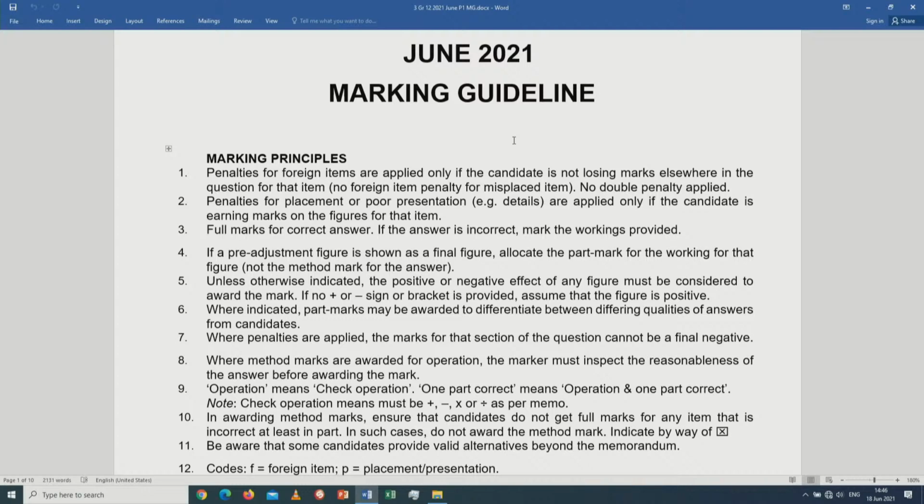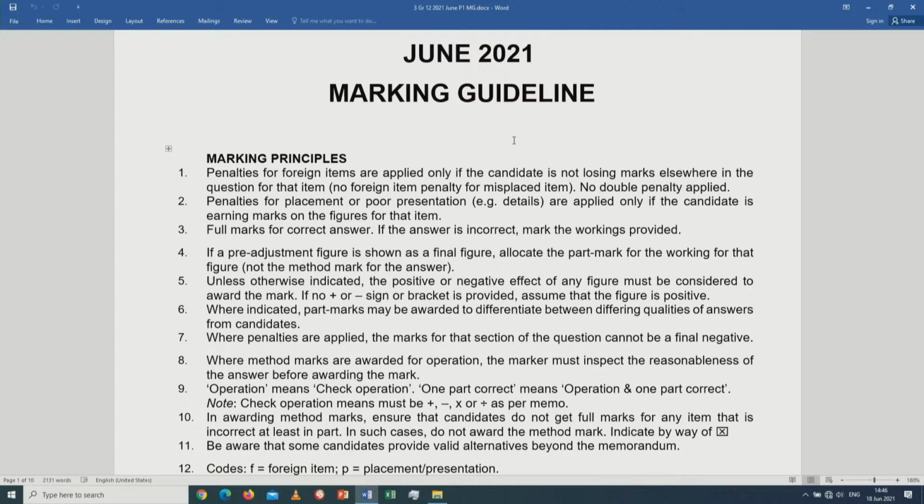Operation means check operation. One part correct means operation and one part correct. So we need to make sure about number 9, where we talk about operation, we are merely talking about just the adding or subtracting of the figures, despite one being correct. But where it says one part correct, it means one of the figures must be correct for a learner to gain a method mark. Note, check operation means plus or minus or multiply or divide as per memo. So we need to make sure of that, colleagues.